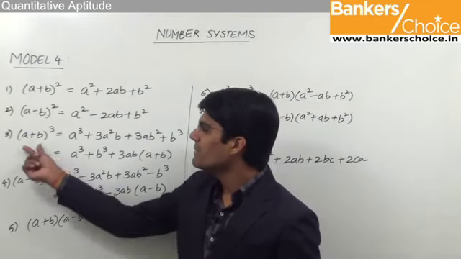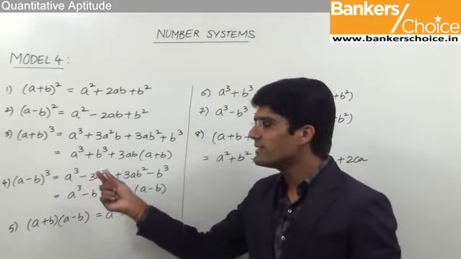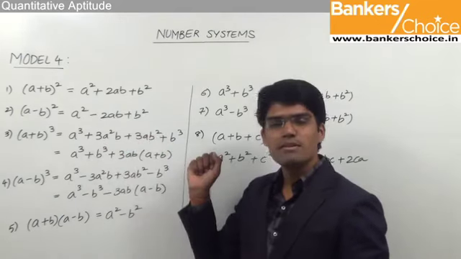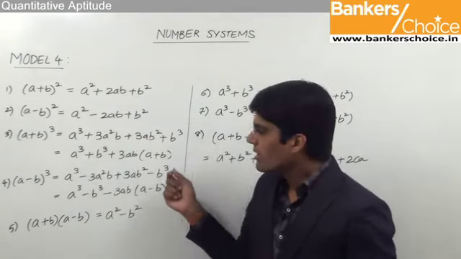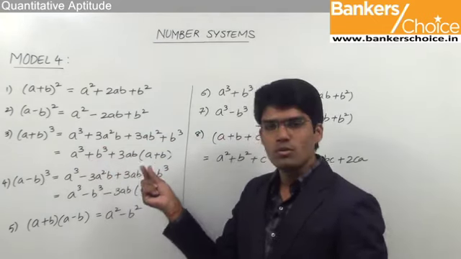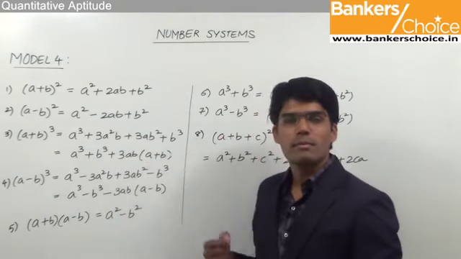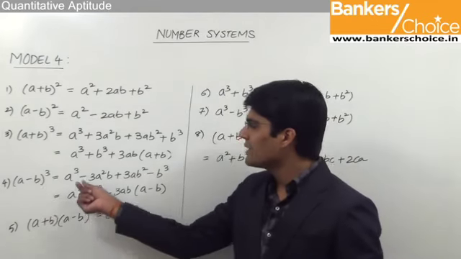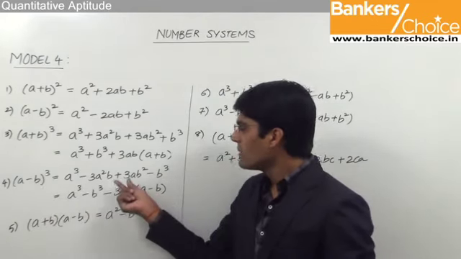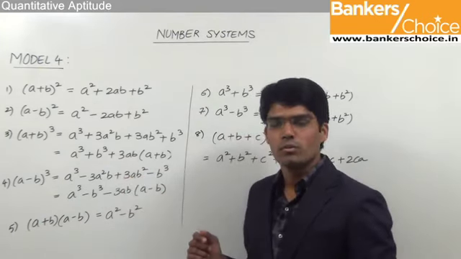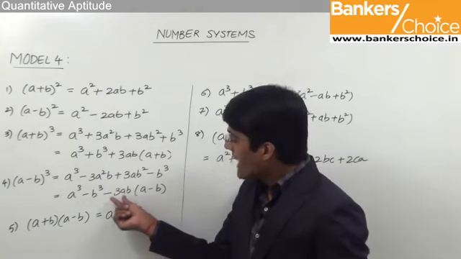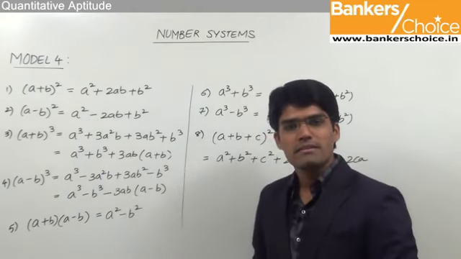Next comes (a plus b) whole cube. (a plus b) whole cube is equal to a cube plus 3a squared b plus 3ab squared plus b cube. Or this can be taken as a cube plus b cube plus 3ab into (a plus b). Likewise, (a minus b) whole cube is a cube minus 3a squared b plus 3ab squared minus b cube. And again, it can also be taken as a cube minus b cube minus 3ab into (a minus b).